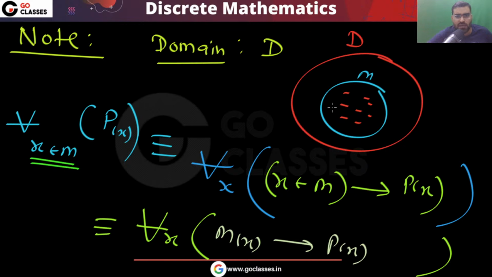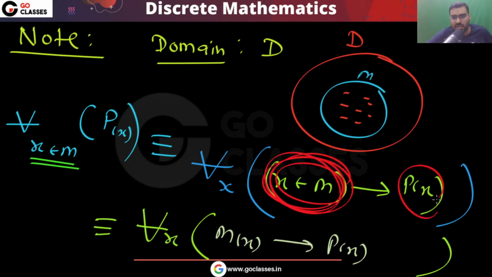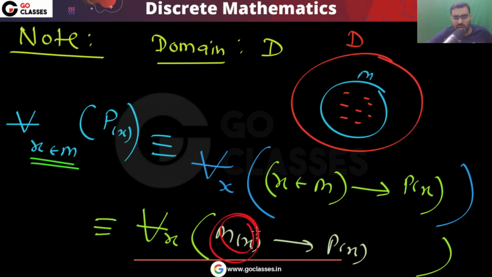So remember, for everyone here, P is true. It means if you are here, then P is true. If you are in M, then P is true. If you are M(x), then P(x) is true. So this is how you can do it.